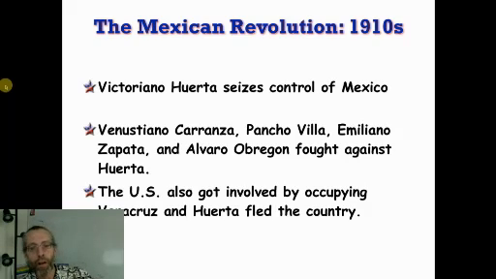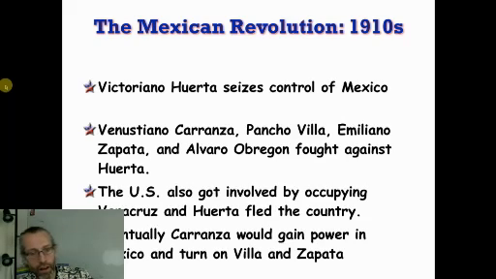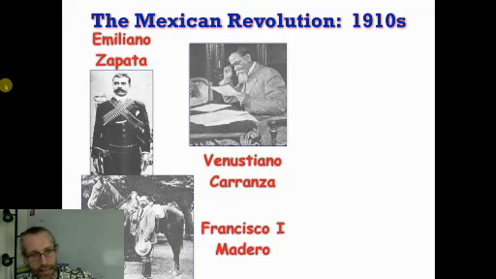The U.S. gets involved, and we end up occupying Veracruz. Our Navy can land there quite easily. Huerta flees Mexico. We decide to side with Carranza, who then turns on Pancho Villa and Zapata and his Zapatistas, and this leads to all kinds of trouble.